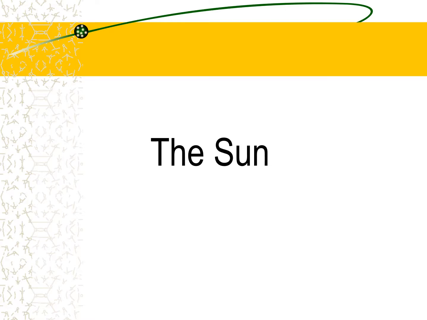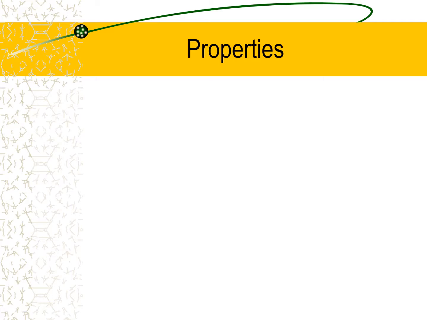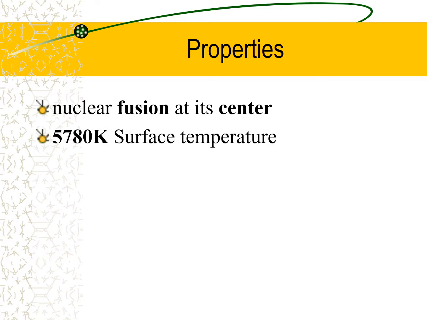In this video, we're going to cover the sun and its properties. At the center of all stars, including our sun, nuclear fusion takes place. That nuclear fusion takes the hydrogen and converts it into helium through the fusion process. So it fuses those atoms together, which gives off an enormous amount of energy. When that energy finally reaches the surface of the sun, it makes the surface temperature roughly around 5,780 Kelvin.